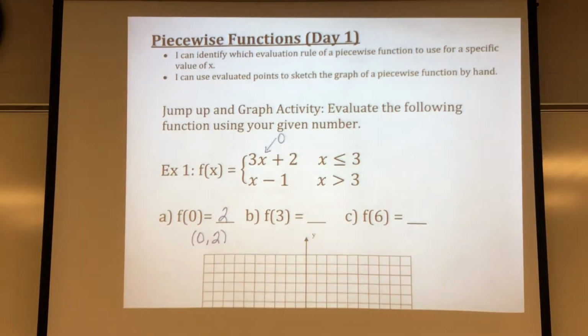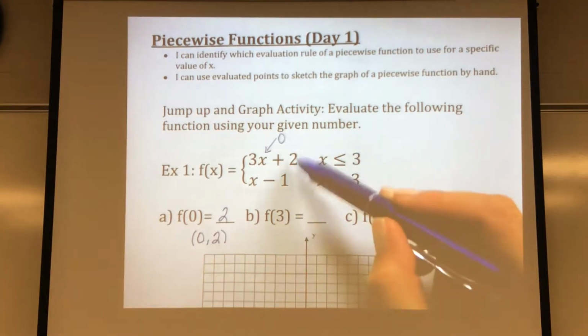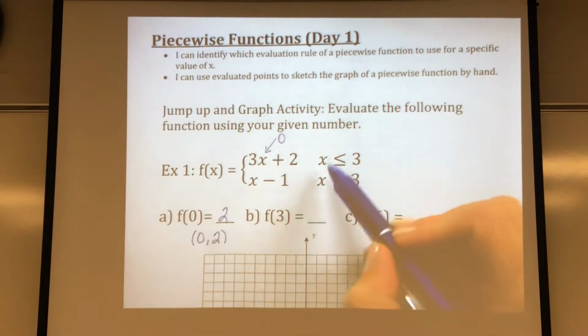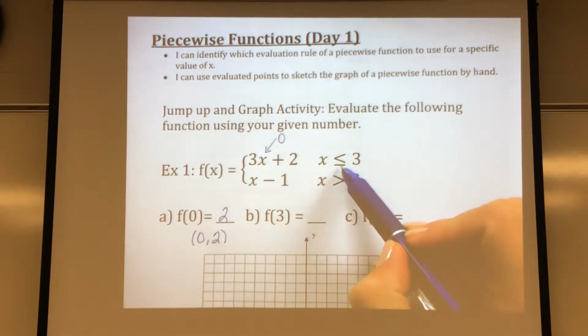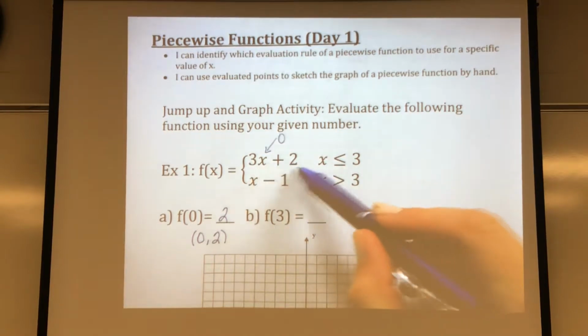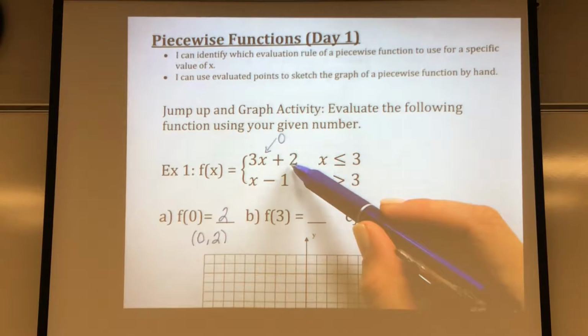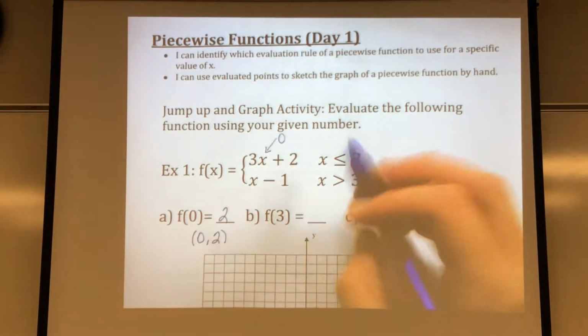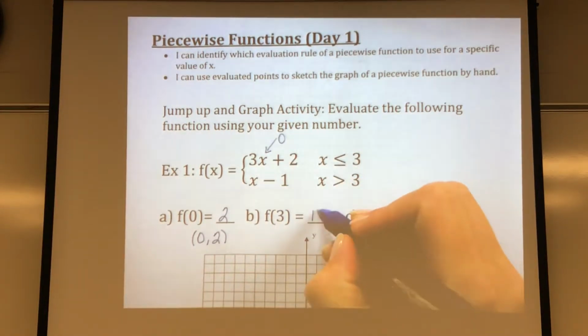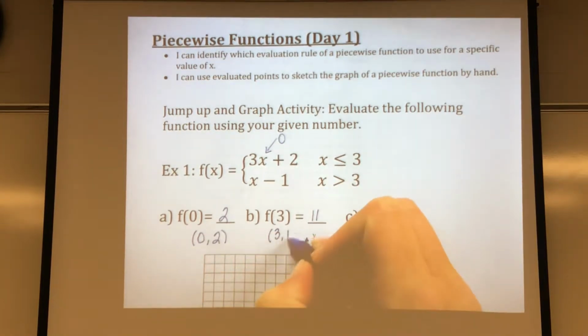Let's try it again with f of 3. So again, we need to figure out which function to use, which linear equation. So we have 3 is equal to 3 right here. So again, we're going to use this first linear function. So 3 times 3 plus 2, which is 9 plus 2 is 11. On the graph, that would show up as the point 3, 11.